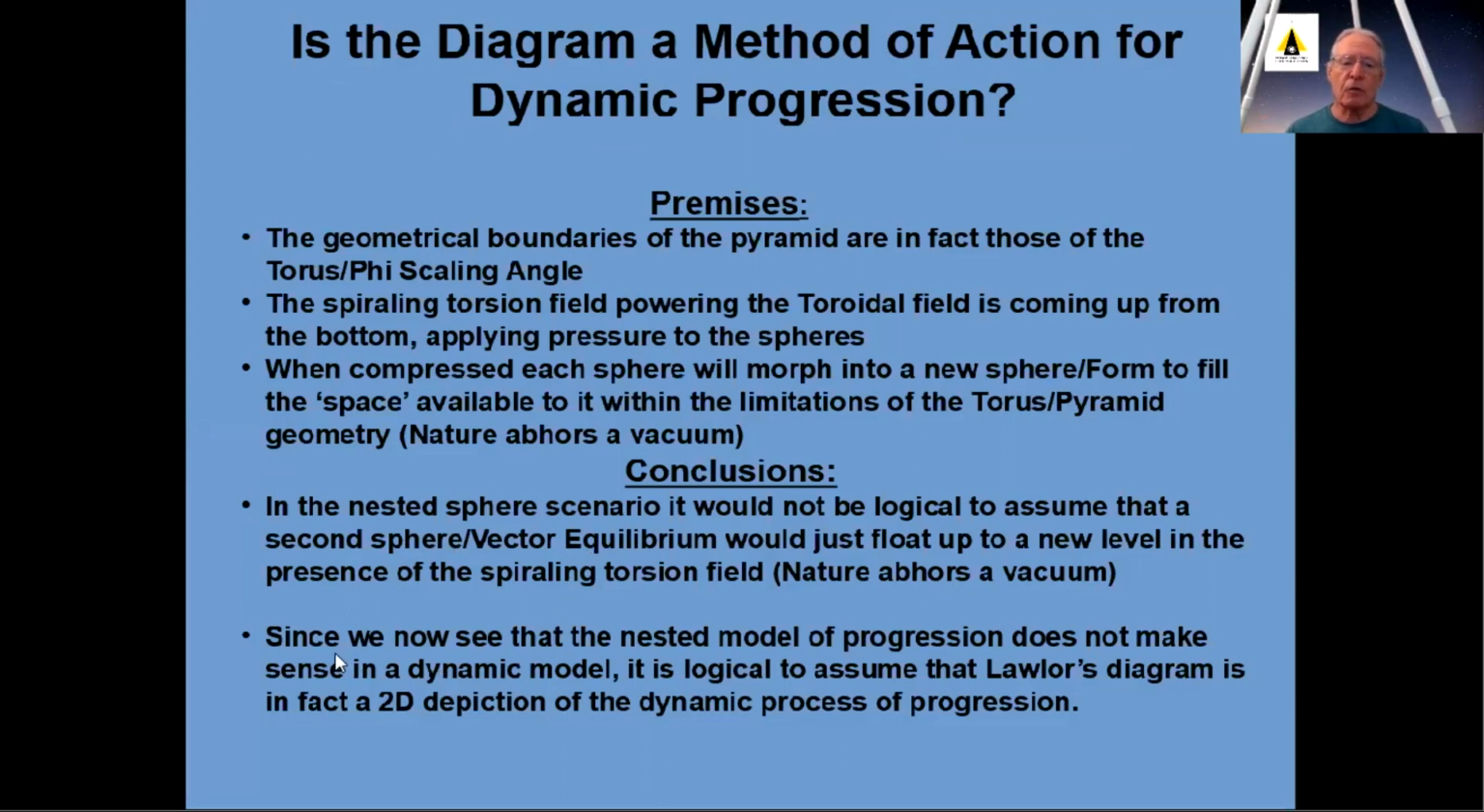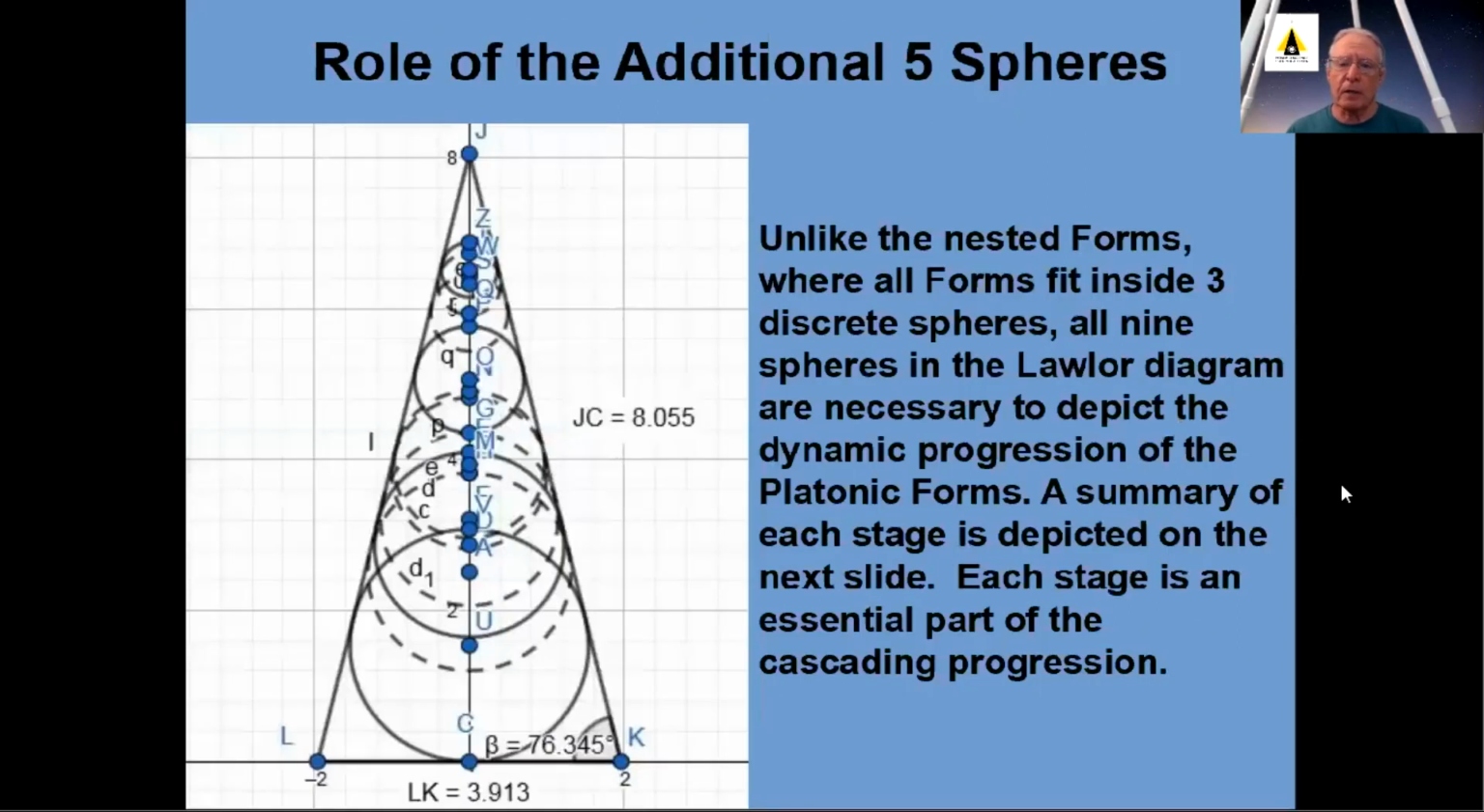And then second, I'm saying, well, now that we see that the nested model does not make sense in a dynamic model, it's logical to assume that Lawlor's diagram is in fact a 2D depiction of the dynamic process of progression. So that's my tentative conclusion, and I'm now going to walk us through the reasons why I make that conclusion and feel that it's true.